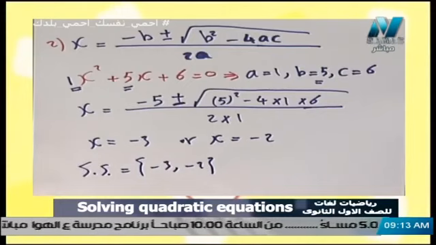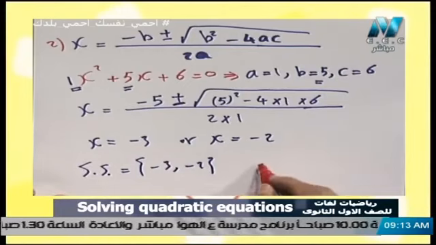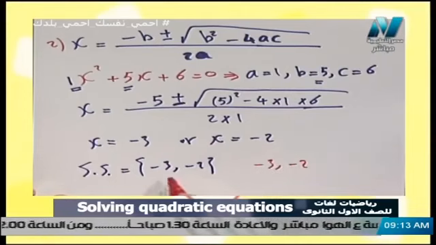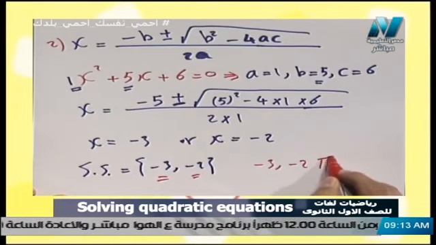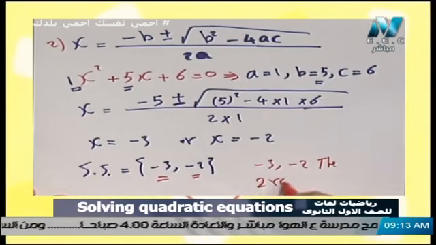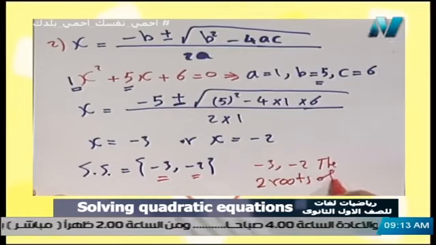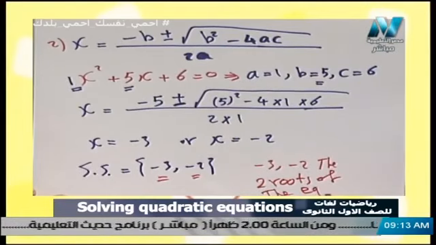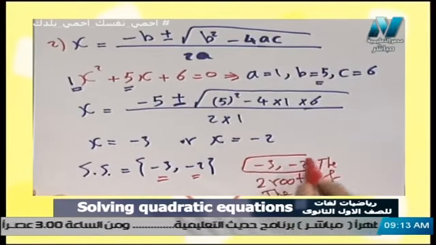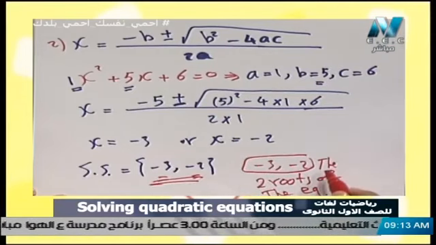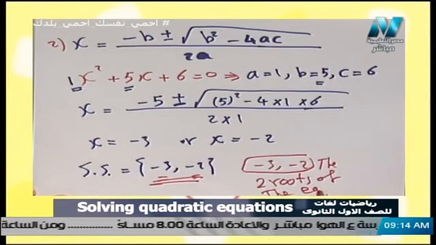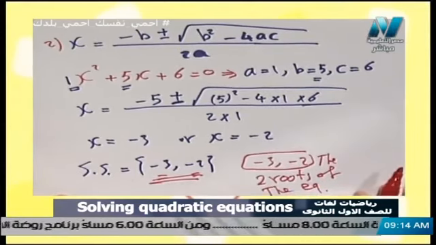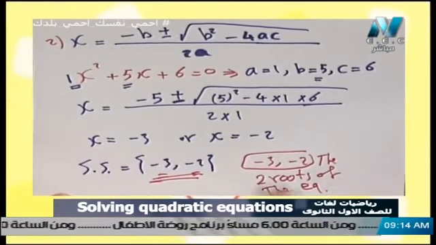Pay attention, my dear students, that negative 3 and negative 2, which are the solutions here, we call the two roots of the equation. We call them the roots, or the two roots, of the equation. The two roots of the equation have the same meaning as the solution set. Okay? Let's move to another question here.